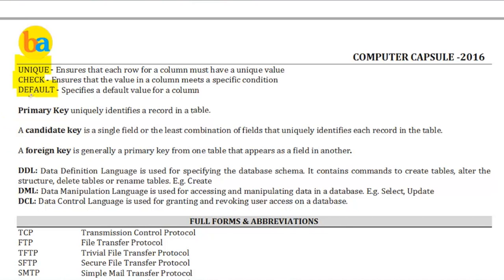So let's see what keys are. Keys were asked in a recent banking examination. Here we have primary key, candidate key and foreign key. A primary key is a key that identifies a record in a table. The properties of a primary key are, it cannot be null, that is, it is a not null value, and it has to be unique for each record.